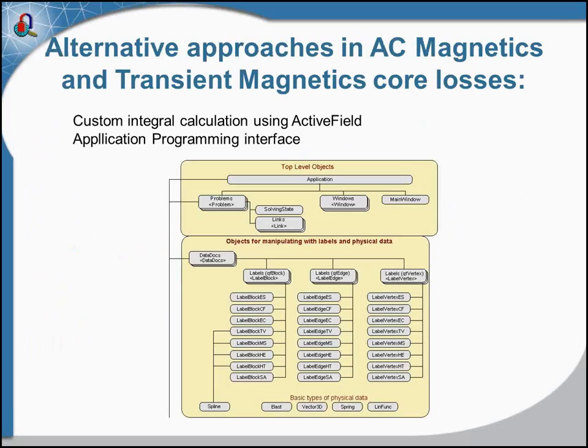So, for using own formulas in core loss calculations, special objects and methods are added to our application programming interface, ActiveField, which I mentioned before. This is the most advanced approach, allowing calculation of magnetic core losses in both AC magnetics for sinusoidal alternating fields only, and for arbitrary shaped pulses using the transient magnetic analysis. This will be the major part of my colleague Alex's presentation.